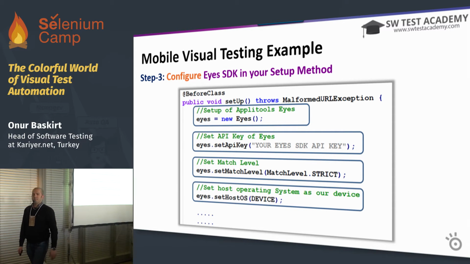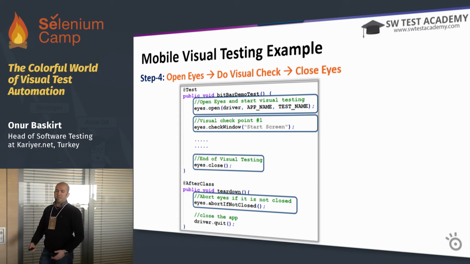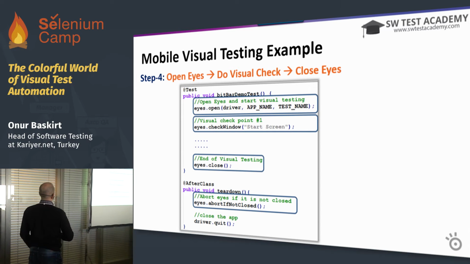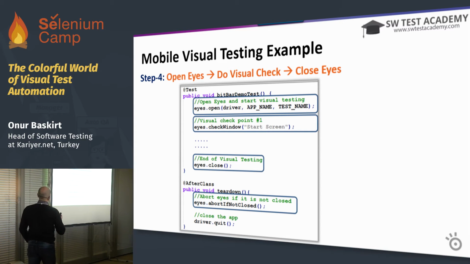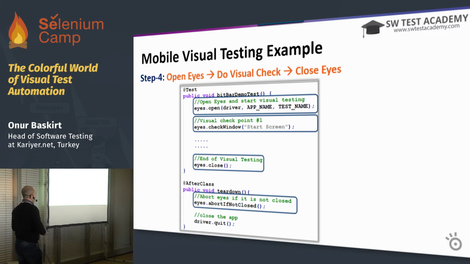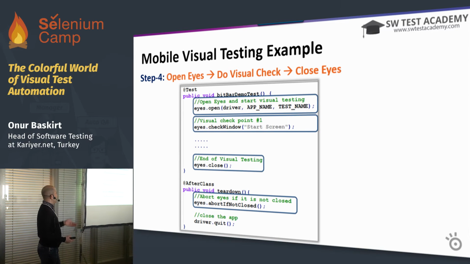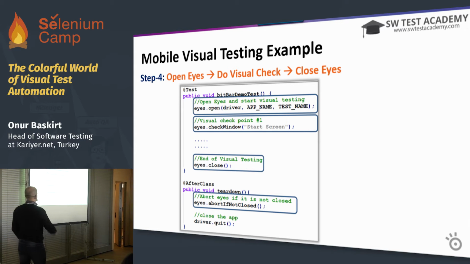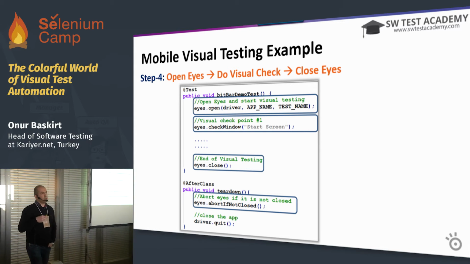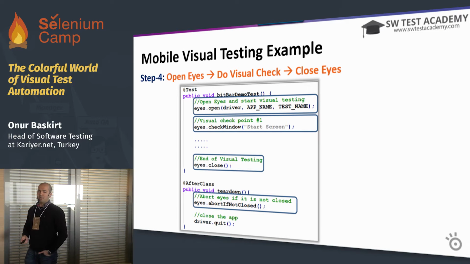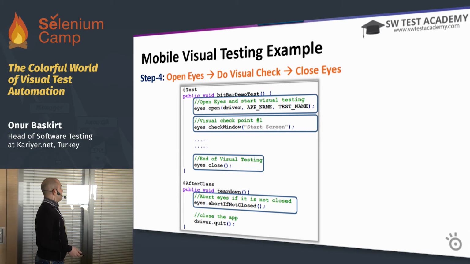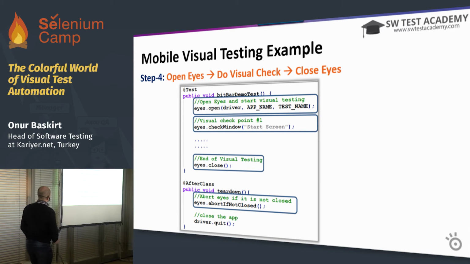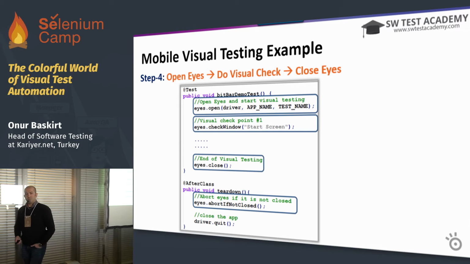We did the setup. For the code part, first you have to open your eyes. As you see, you have to give the driver, application name and your test name. Then if you want to do visual testing at a certain point, you should use the check window method, and you can do a bunch of stuff in your code, and finally you should close the eyes with eyes.close. And at teardown, you have to use eyes.abortIfNotClosed, if it is not closed. Its usage is like that.